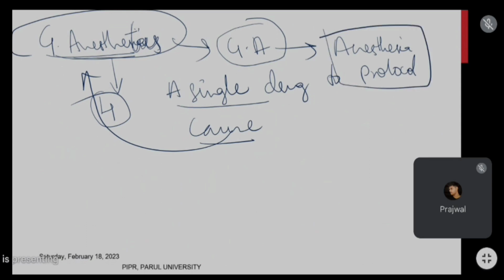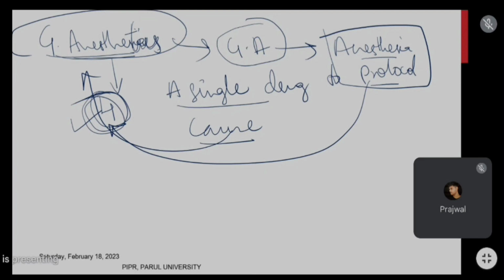Let me repeat the point, listen carefully, everyone. To make the patient undergo general anesthesia, we need to fulfill four objectives. To fulfill these four objectives we don't have a single drug. So in that case we have to follow the anesthesia protocol to fulfill these four objectives.